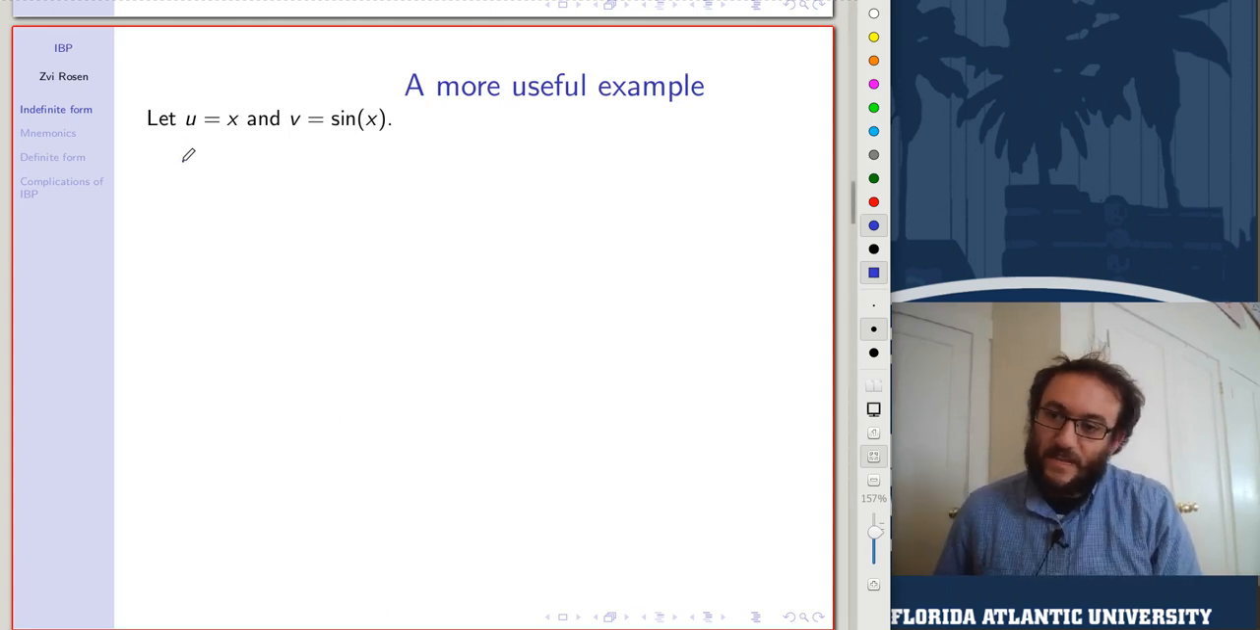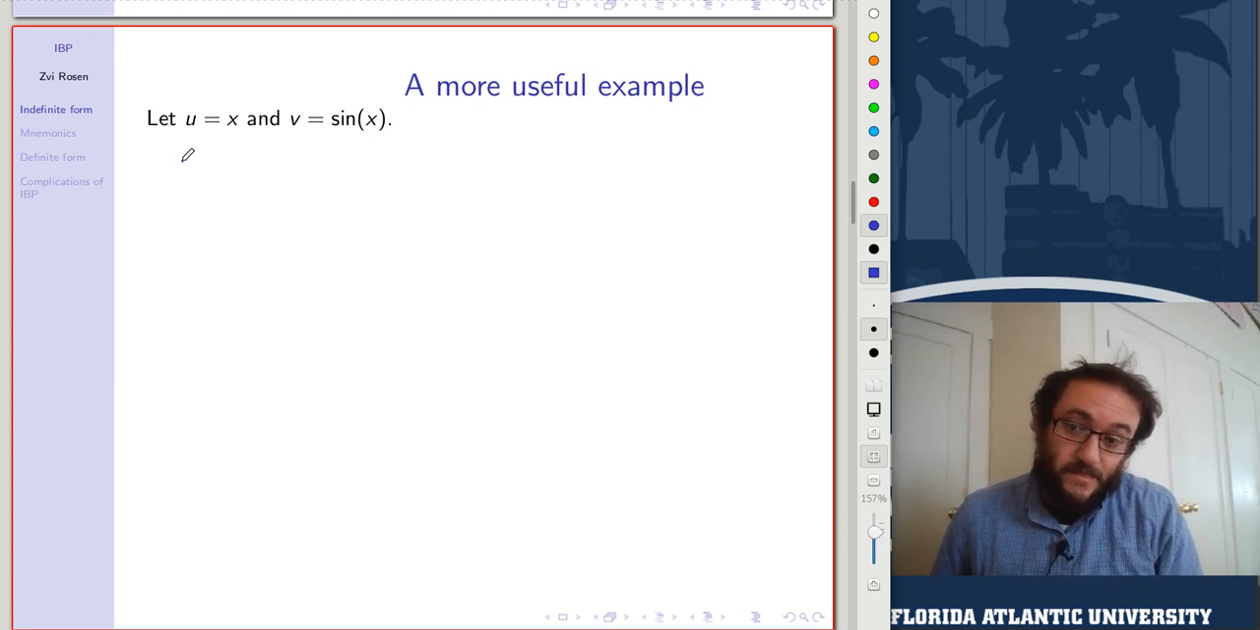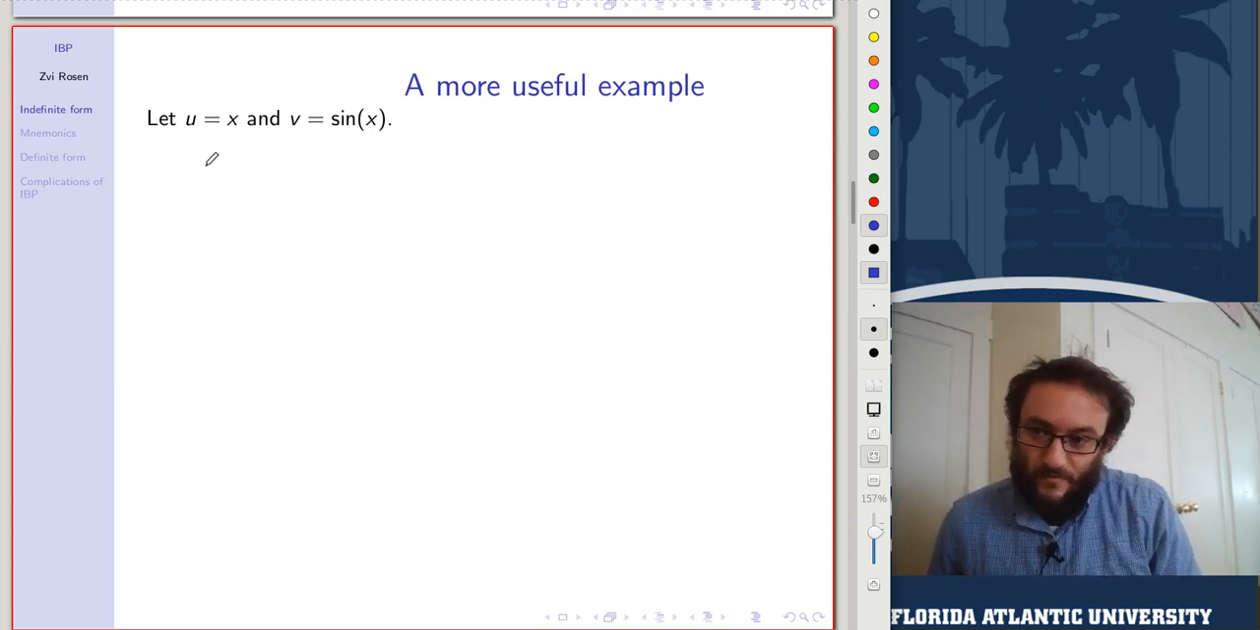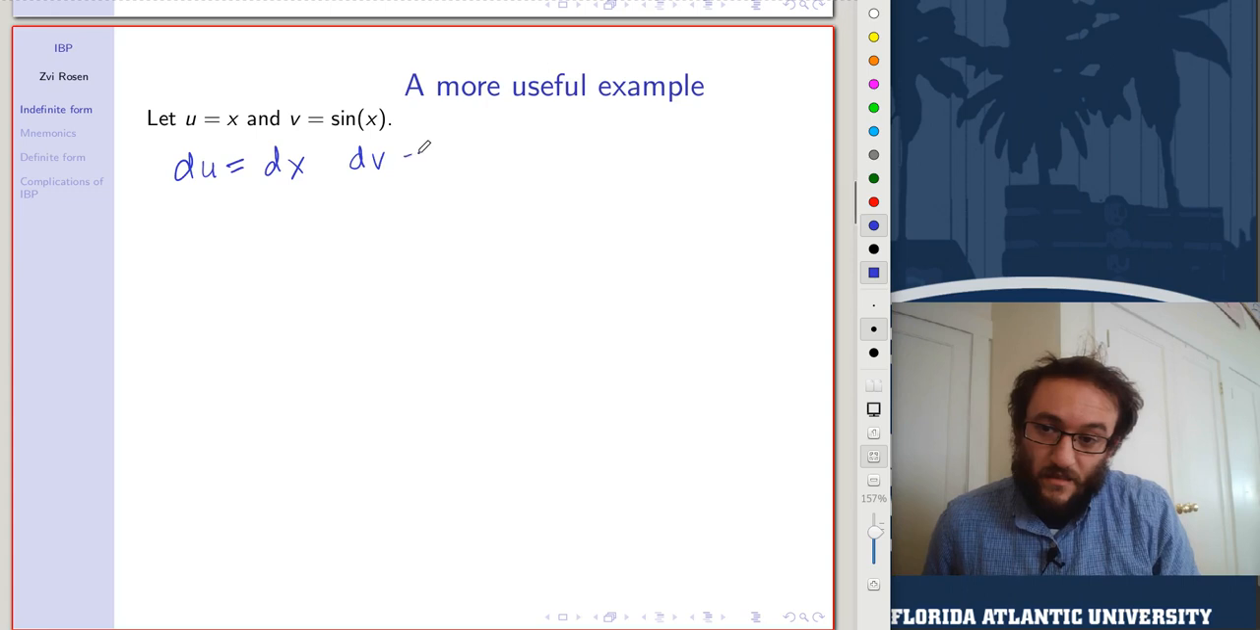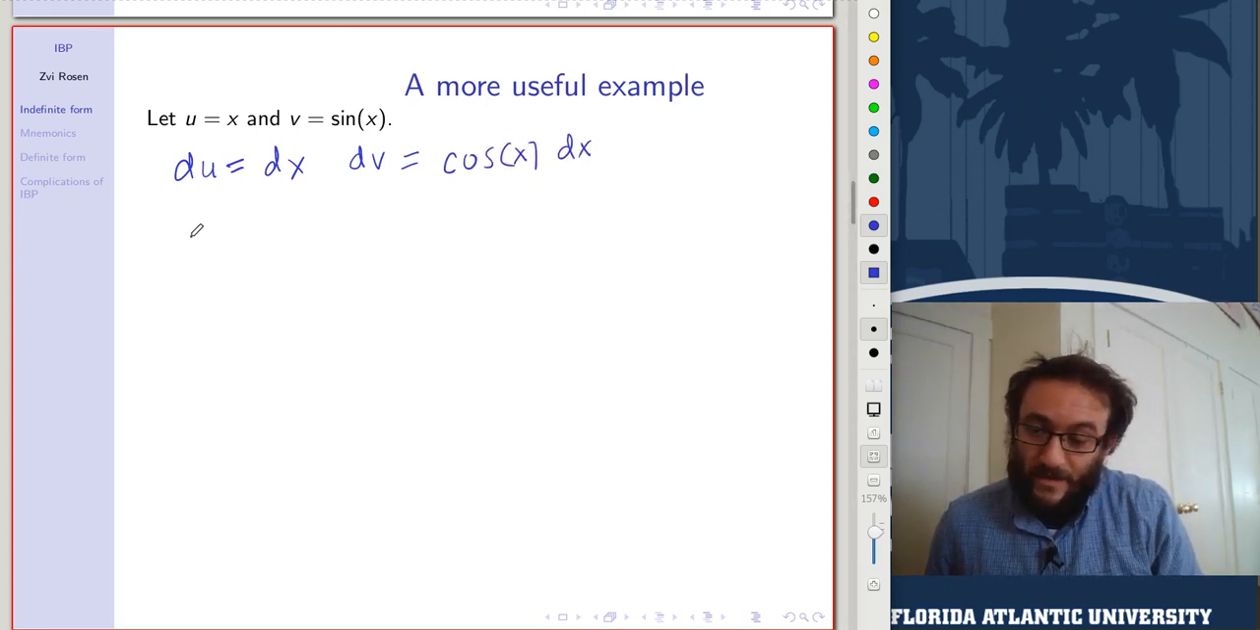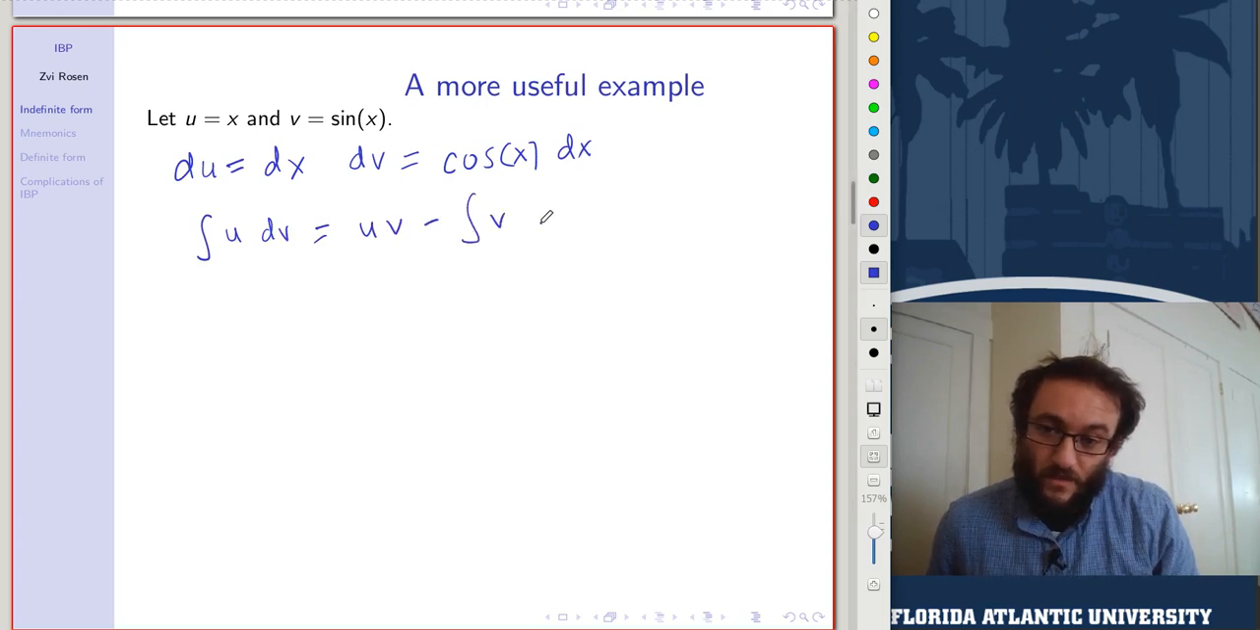So this time we're going to let u be simply x, and v will be sine x. Using the same formulas as before, du is the derivative of u with respect to x, so just 1 times dx, and dv is the derivative of sine x, which we know is cosine x dx. And let's write out our formula for integration by parts. The integral of u dv equals uv minus the integral of v du.